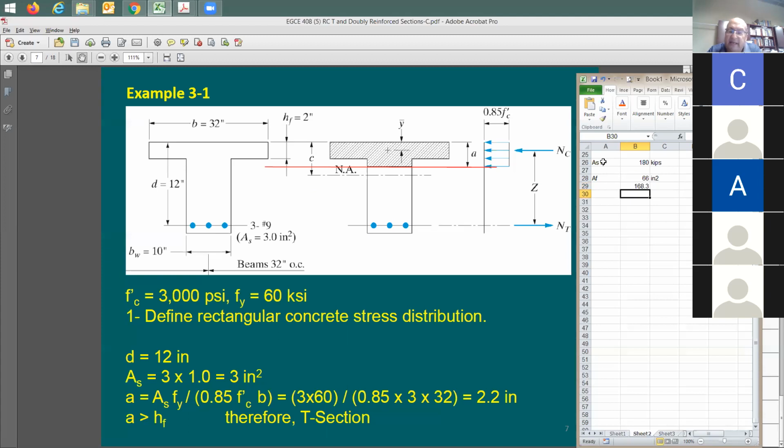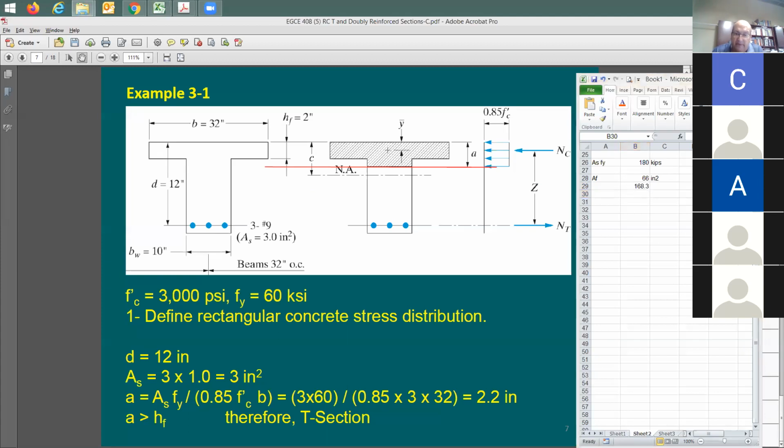I got 168.3. What is happening? What's wrong? Why is it lower? I thought that we were going to set compression equal to tension. This is exactly what I've done. I put here the compression is going to be 0.85 times AS times F sub y.